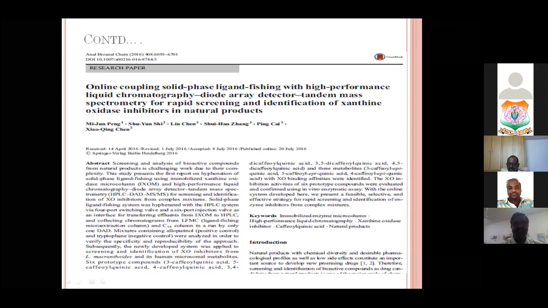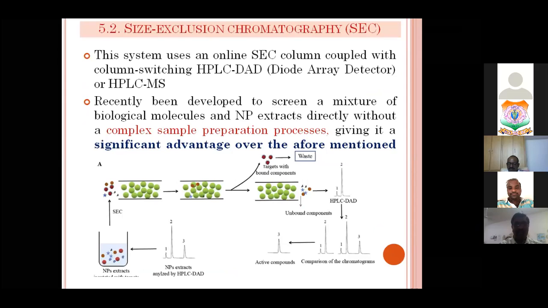Another one is size exclusion chromatography. Here also, they recently developed a method where online size exclusion columns are coupled with column switching HPLC diode array detector. What they do here is screen a mixture of biological molecules and a natural product extract.